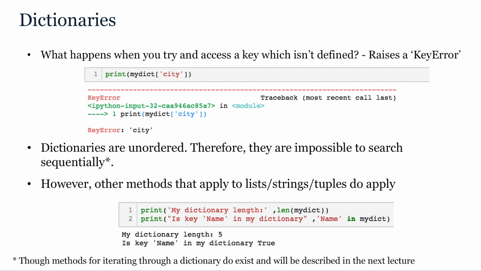Dictionaries are unordered, so that means they're impossible to search through sequentially, index or slice. However, methods for iterating through a dictionary do exist, and they will be described in the next lecture. However, other methods that apply to lists, strings, and tuples do apply to dictionaries, so you can ask a dictionary what its length is using the len function, and you can check whether a key is in a dictionary using the in operator.